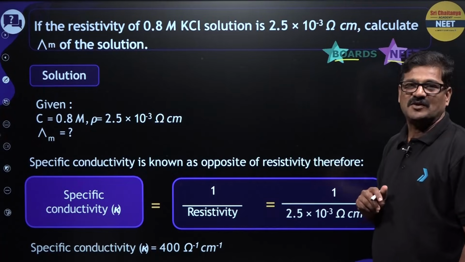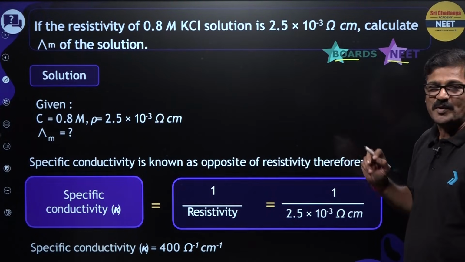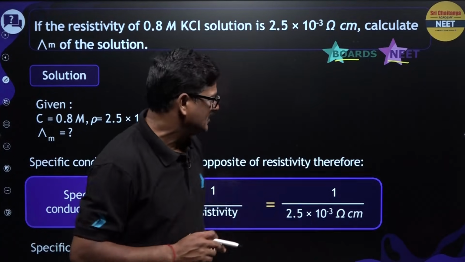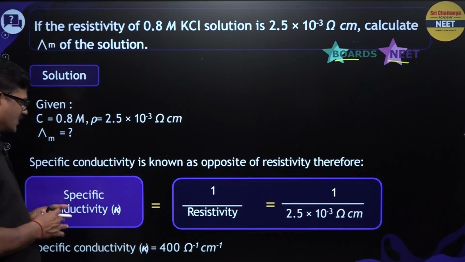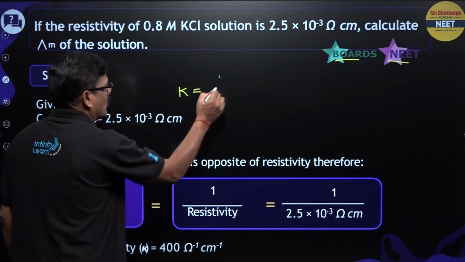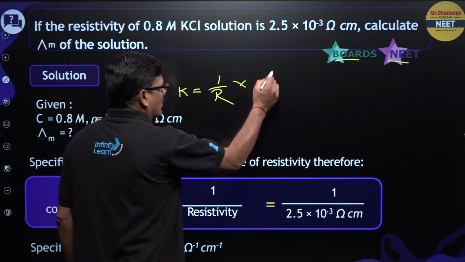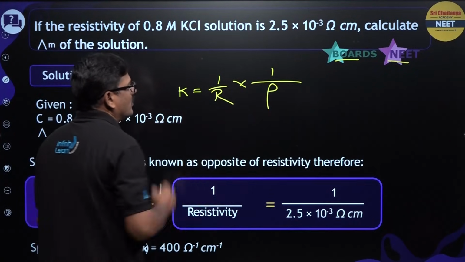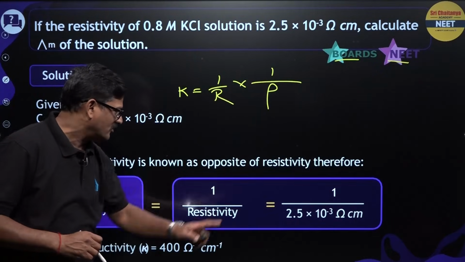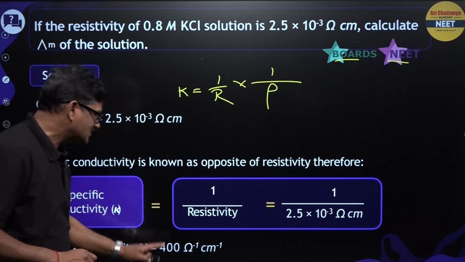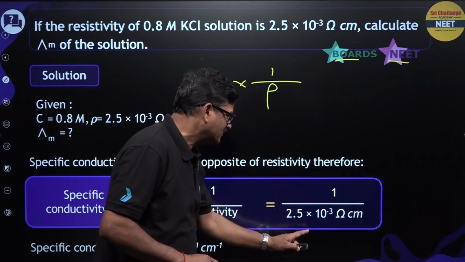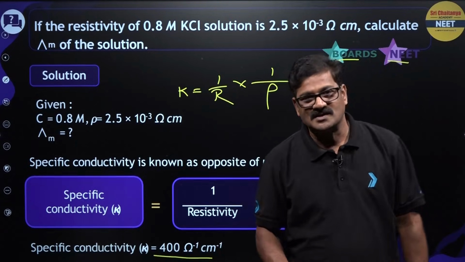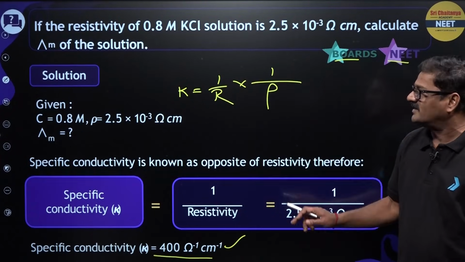If the resistivity of a 0.8 molar KCl solution is 2.5 into 10 raised minus 3, you are asked to calculate directly the molar conductivity. Specific conductivity is equal to 1 by resistivity. The resistivity is given as 2.5 into 10 power minus 3. So the answer comes to be 1 by 2.5 into 10 power minus 3, which is 400 ohm inverse centimeter inverse. That is a very important model.